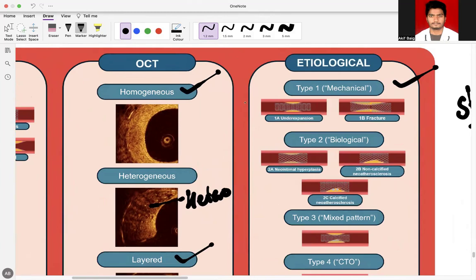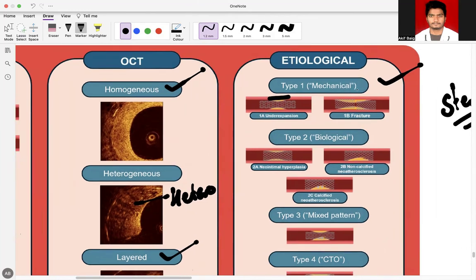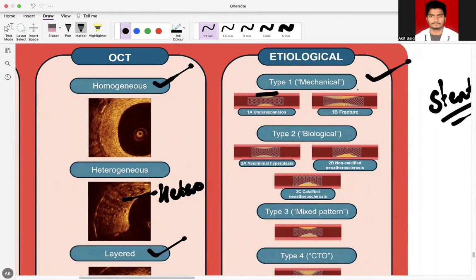As you can see in this picture, the stent has to completely get apposed to the wall. Here you can see that there is under expansion. The stent is not yet fully expanded. So there is under expansion of that part, which can lead to ISR. This is called type 1 mechanical cause, which is an important cause of ISR.